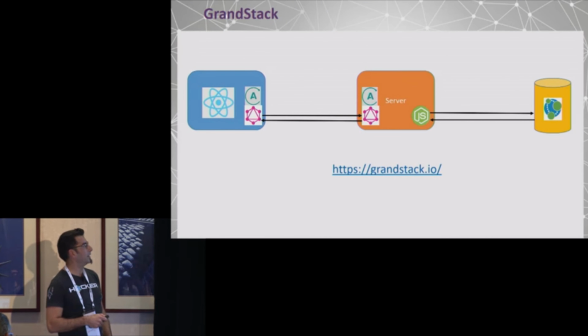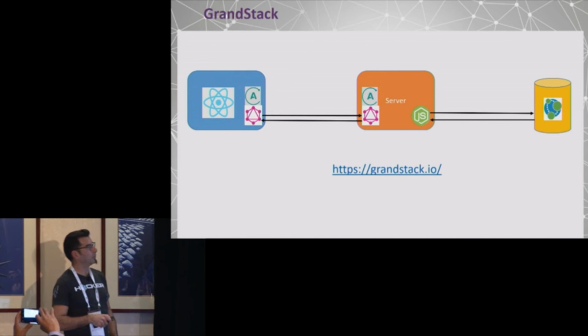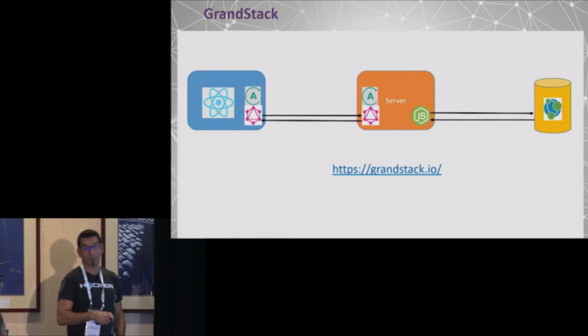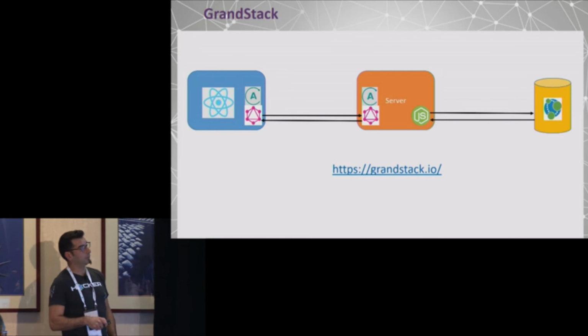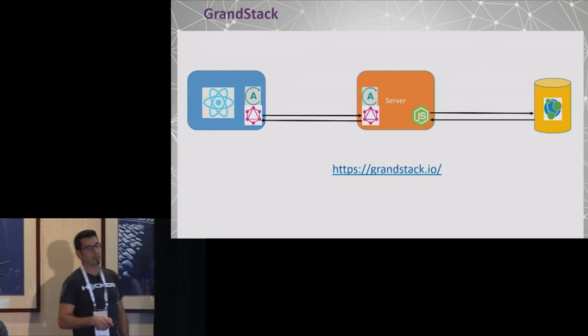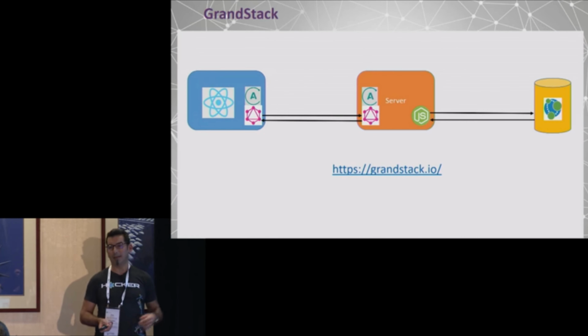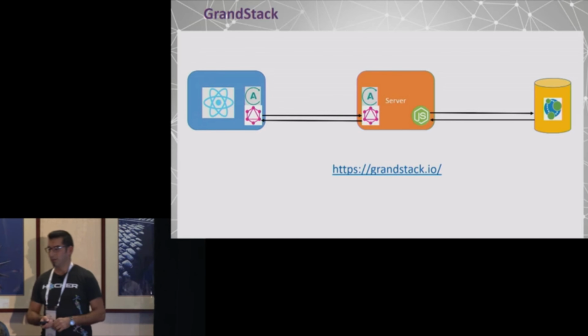So this is how it all integrates together. We have React.js on the client with the Apollo client library running GraphQL, and the Apollo server here running the GraphQL server. We still need to implement our own resolvers, of course. And we have Neo4j here. And that's basically how that integrates together. You can have a look at grandstack.io and download this stuff, and you can just get going.